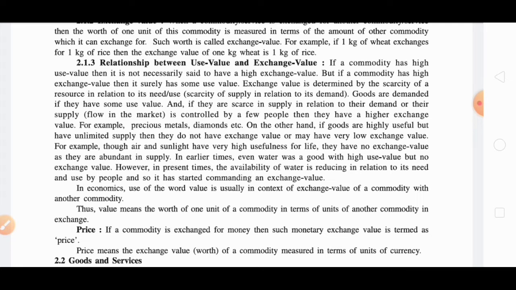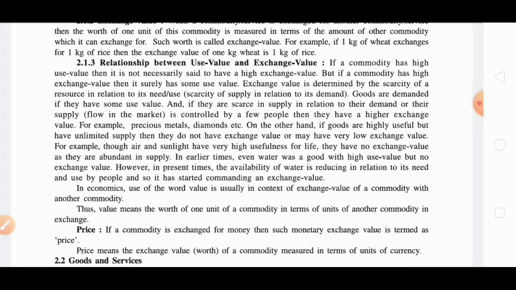On the other hand, if goods are highly useful but have limited supply. Now let us take another point of view, the second side of the coin. If goods are highly useful but have unlimited supply, then they do not have exchange value or may have very low exchange value. For example, though air and sunlight have very high usefulness in life, they have no exchange value as they are abundant in supply.